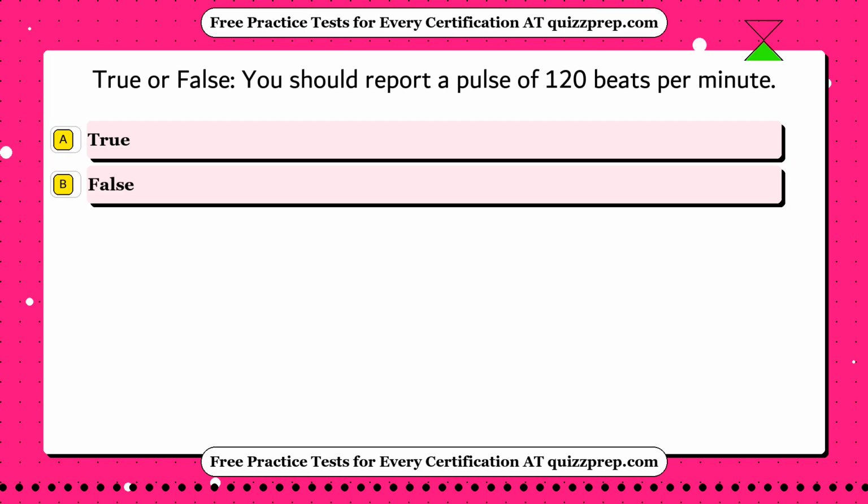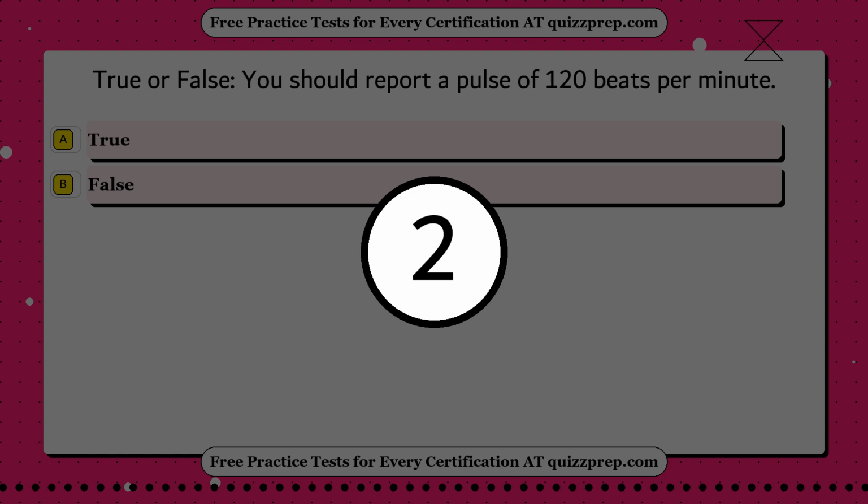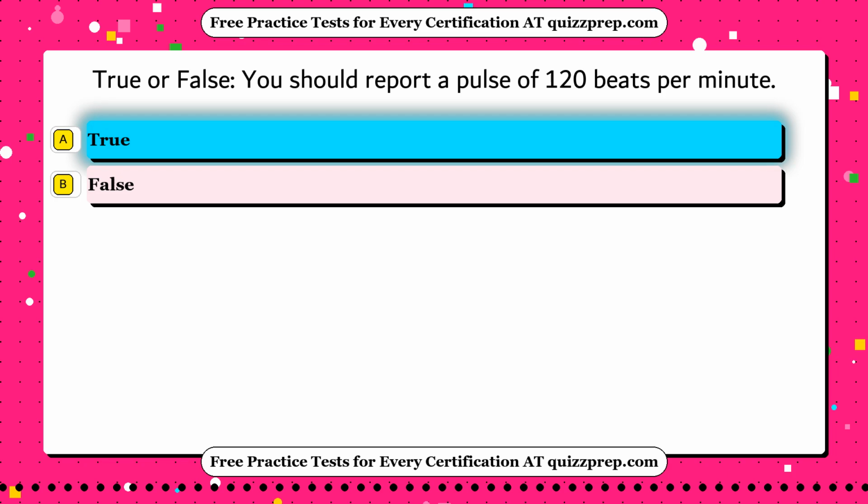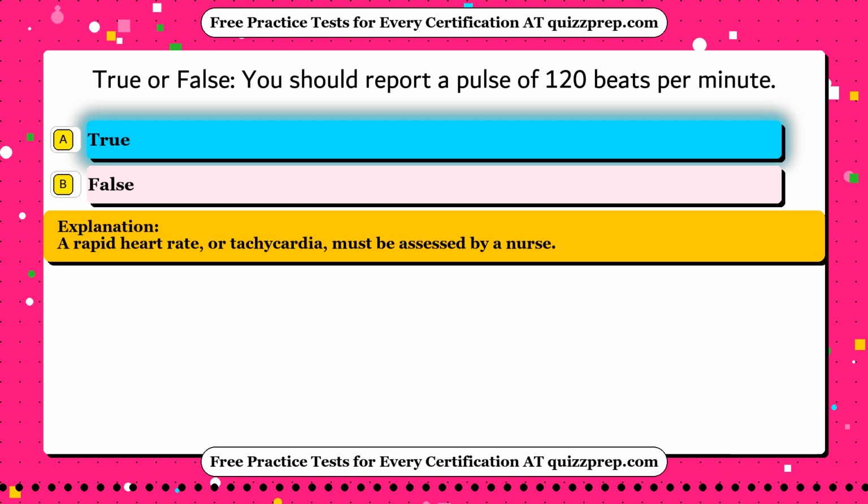Question 147. True or false, you should report a pulse of 120 beats per minute? Option A, true. Option B, false. The correct answer is option A, true. A rapid heart rate, or tachycardia, must be assessed by a nurse.